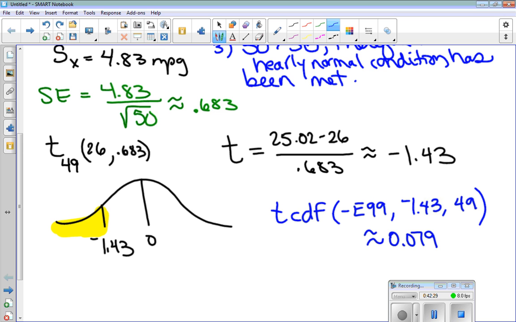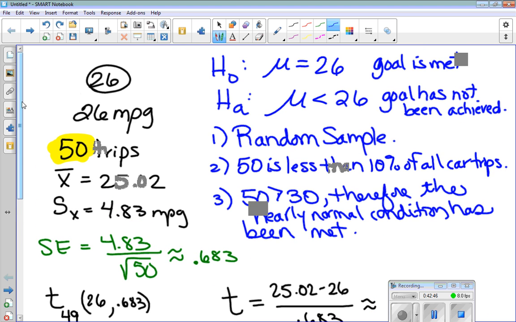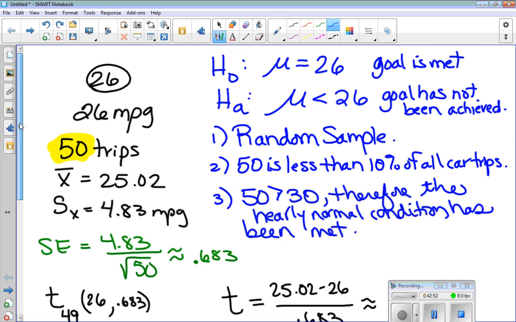And some people are still getting this part wrong. Can I reject the null or not? No. If it's not small enough, I'm going to fail to reject the null, which means what? In context. Look at our null context. I can't reject that. So what am I saying in context? Our goal's been met.